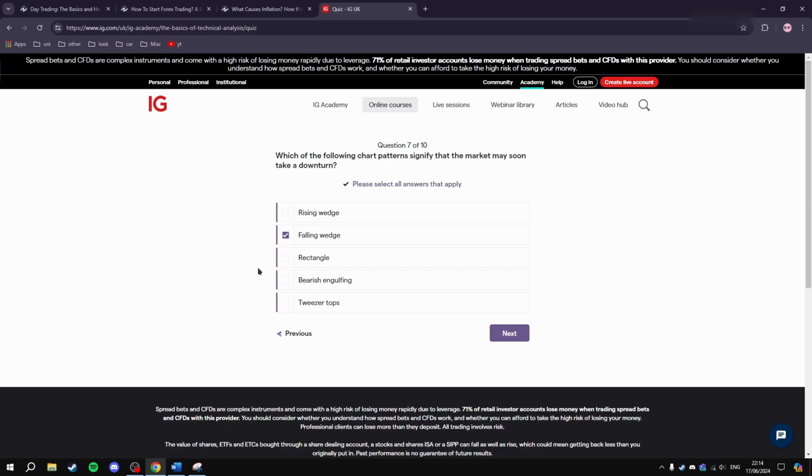Tweezer tops is the one that has a body like that and then the wick shooting upwards. So that means, does that signify downtrends? Bearish engulfing, that's definitely going down.